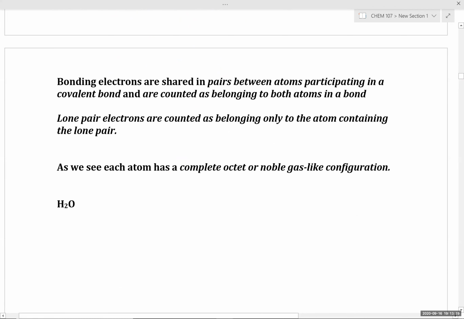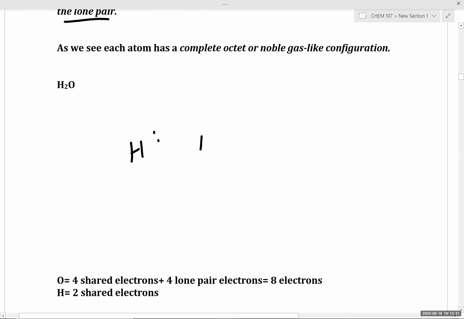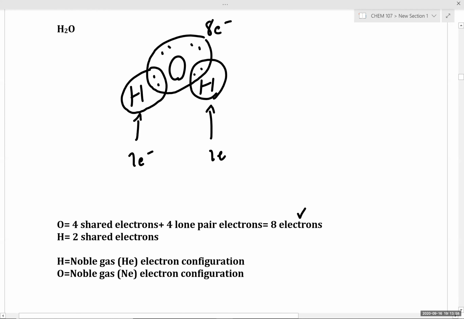Now bonding electrons are shared in pairs between atoms and are counted as belonging to both atoms. Lone pair electrons are counted as belonging only to the atom containing the lone pair. So as we look at water, for example, just to make this water example as explicit as possible, the hydrogens have 2 electrons to their name, while the oxygen atom has 8 electrons to its name. So oxygen has a complete octet, while hydrogen has a noble gas-like configuration for helium. Hydrogen, just as a note, only really wants two electrons.